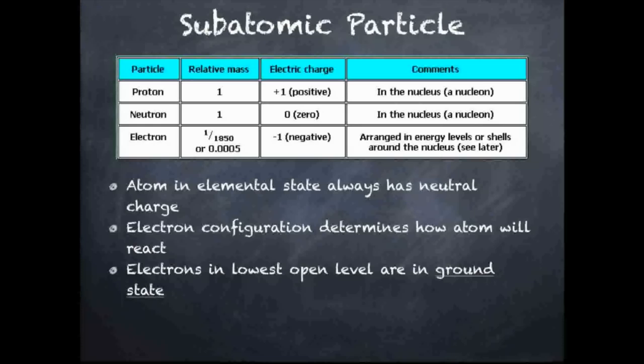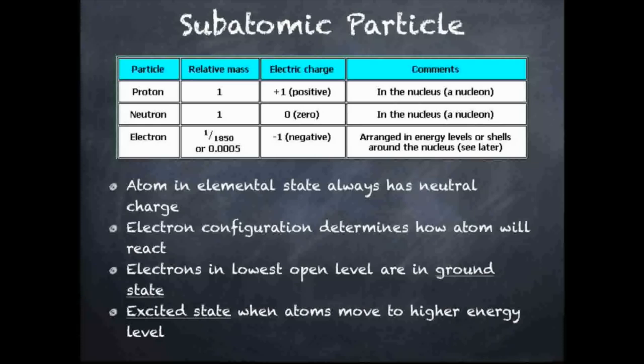And then finally, electrons are really lazy. They're always going to be in the lowest open level possible, which is called the ground state. Electrons do this because they want to have the least amount of energy possible, so they go into the ground state. This is important to understand because these subatomic particles interact when atoms bond.